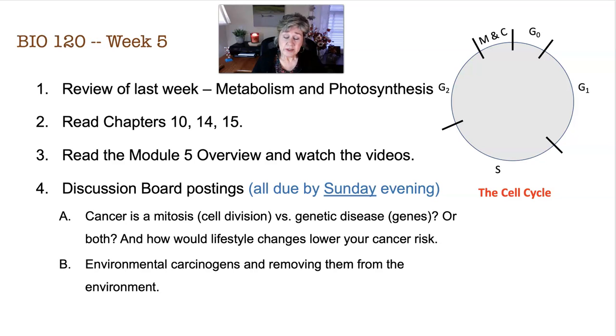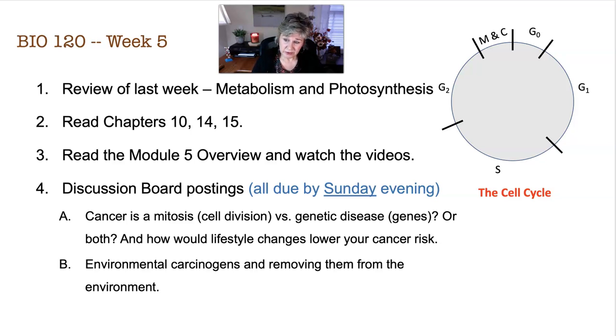G1 you could consider as a growth phase. Now, G didn't used to stand for growth. It used to stand for gap, because we had no idea what was going on. But as we've studied cell cycles more, we understand what's happening. So G1 is general growth. So the cell grows in size, the number of organelles reproduces, the number of enzymes ramps up really big. And so it has to reach a certain size.